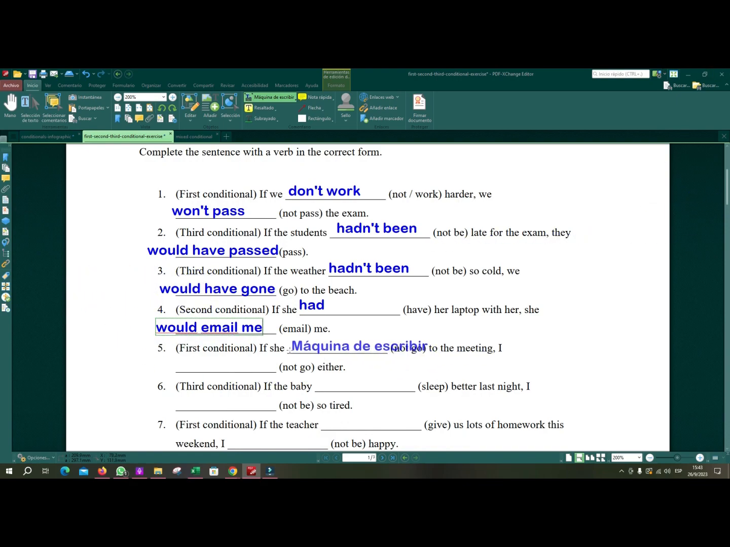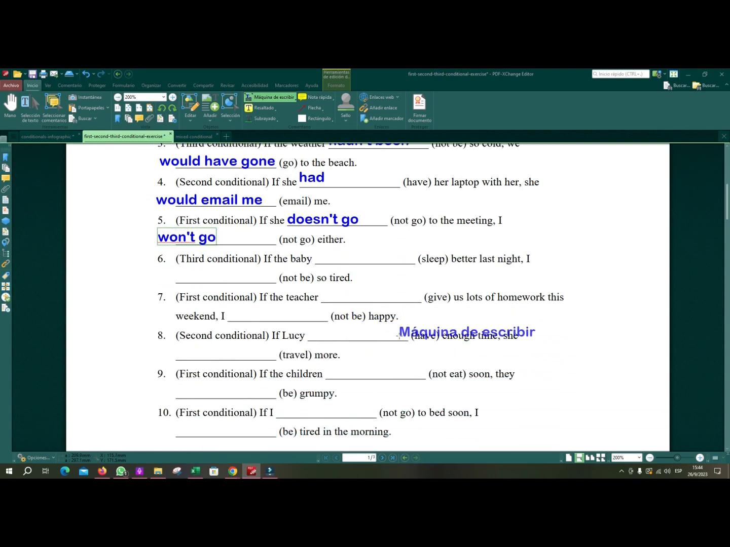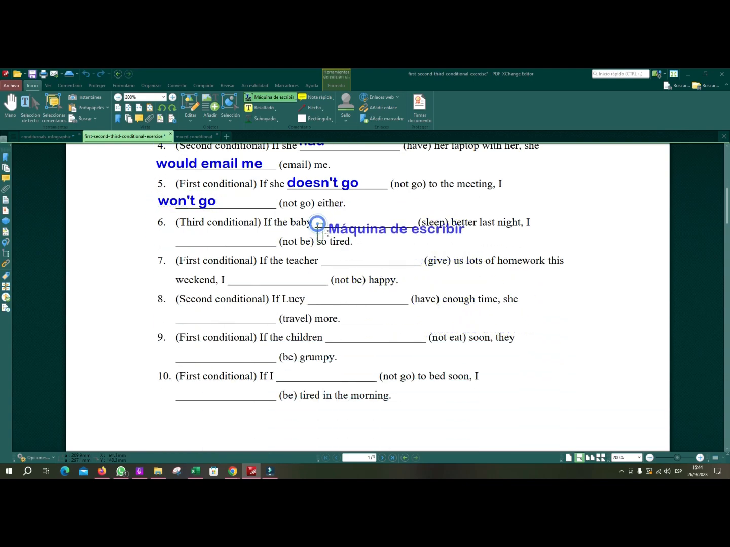Nice. Number 5, first conditional. In the first conditional, in the if clause, you have simple present, right? So that is negative. If she doesn't, right, doesn't go either. So if she doesn't go to the meeting, I won't go either. So that will be the number 5. What about this one, Mr. Mario? Number 6.